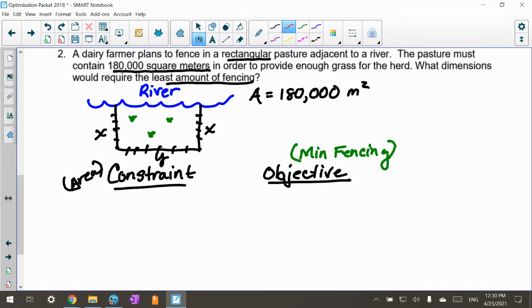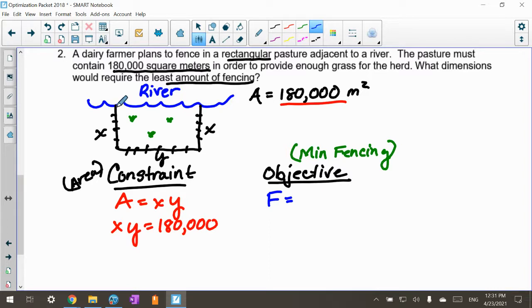I know the area of this is, according to my picture, X times Y, and they told me it has to be this, so I have X times Y has to equal 180,000 square meters, okay? My objective is going to be minimum fencing. So let's just call it F for fencing.